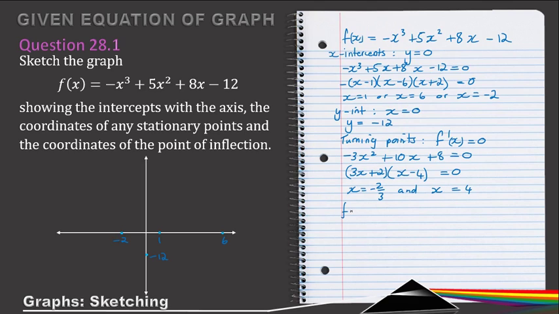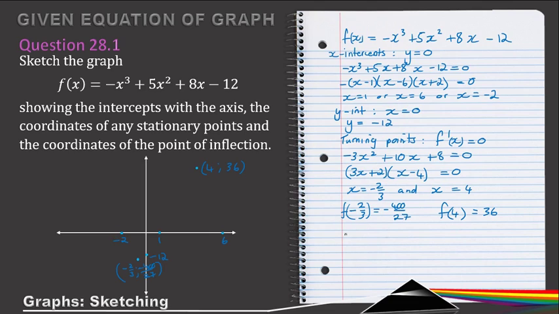for my turning points. To find the y values, I have to substitute these values into the original graph. And if I do that, I get negative 400 over 27. And over here, if I substitute in 4, I will get 36. Right, so I can plot those on the graph. This one would then be at negative 2 over 3 and negative 400 over 27. And then over here, this top one would be 4 and 36.